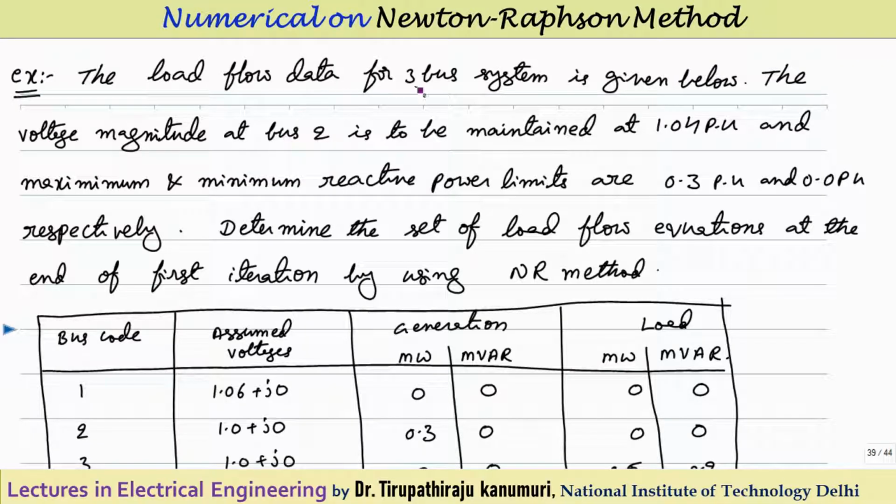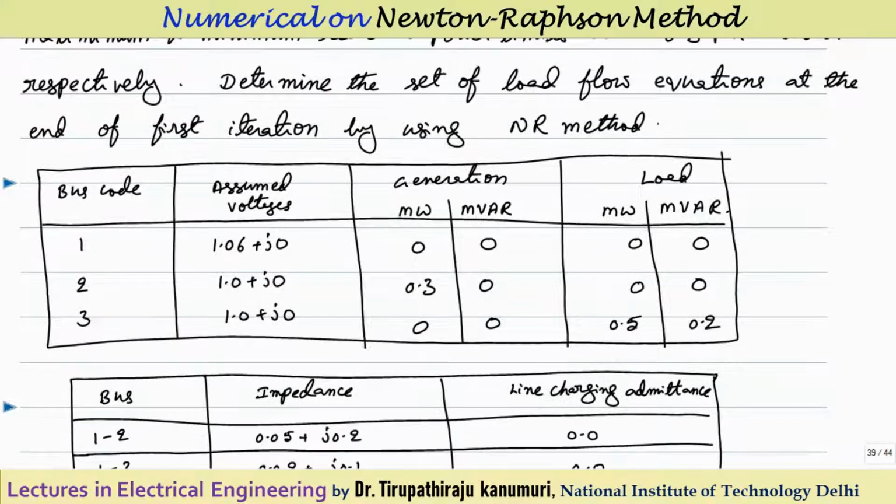The load flow data for a 3 bus system is given below. The voltage magnitude at bus 2 is to be maintained at 1.04 per unit, and the maximum and the minimum reactive power limits are 0.3 per unit and 0.0 per unit. That means this is a PV bus, voltage is mentioned and the limits of the Q are also mentioned. The remaining power is mentioned in the table, we will discuss that. Determine the set of load flow equations at the end of the first iteration by using the Newton-Raphson method.